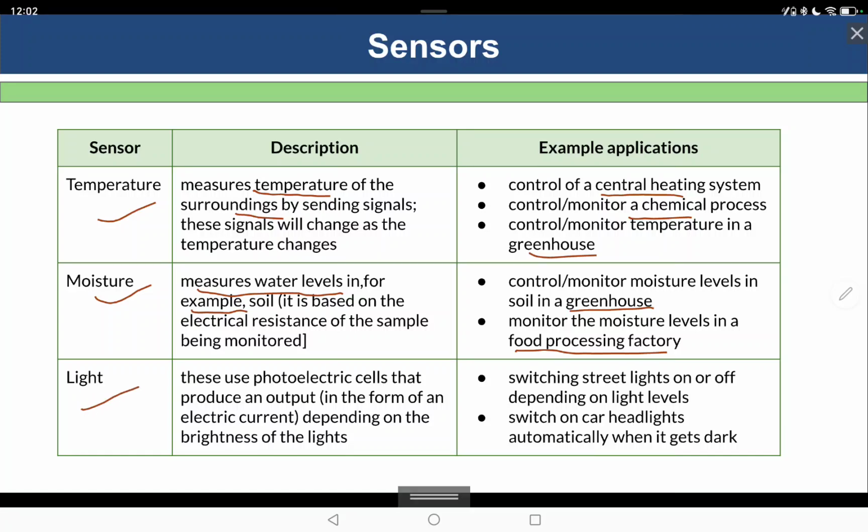Then we have light sensor. So the light sensor uses photoelectric cells that produce an output depending on the brightness of the light. And these sensors are used in applications such as switching street lights on or off depending on the light level. It can also be used to switch on car headlights automatically when it gets dark.